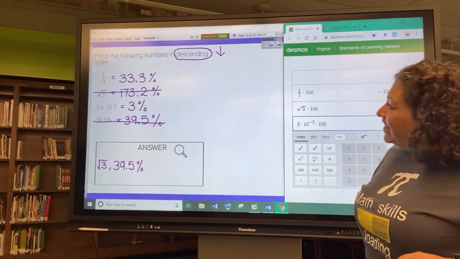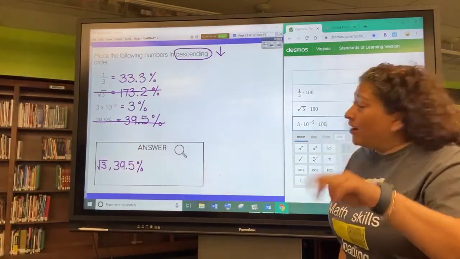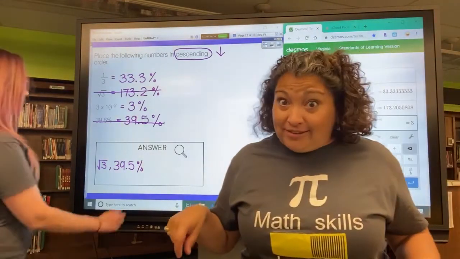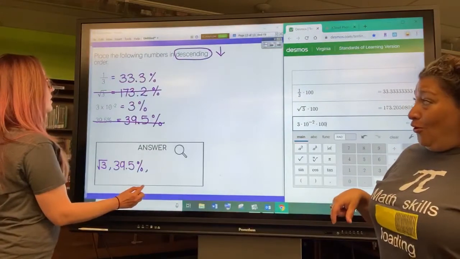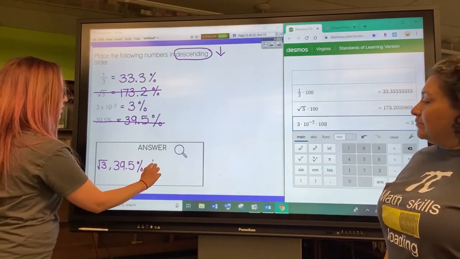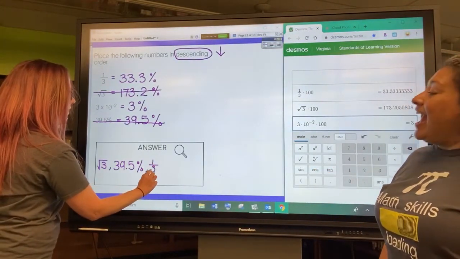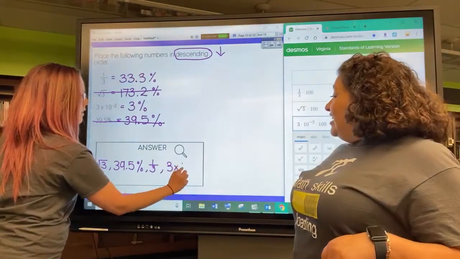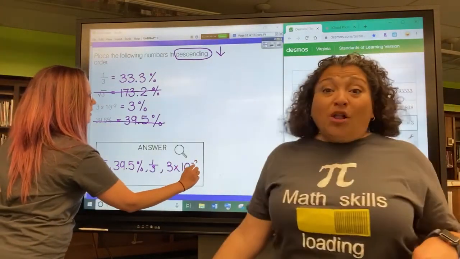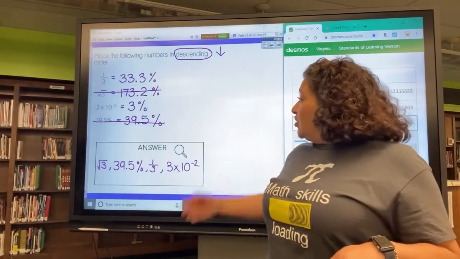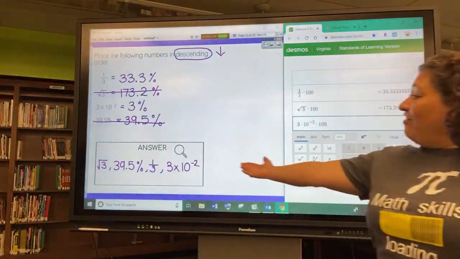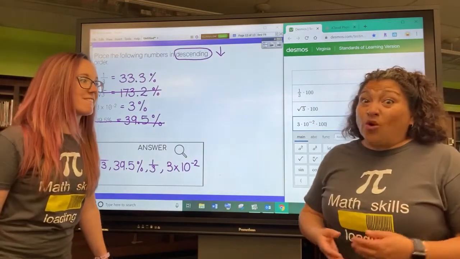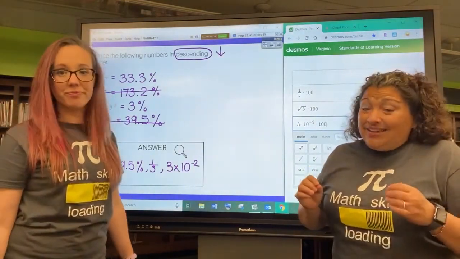Excellent. Next, we have 2 more. 33.3% and 3%. So the bigger of those is 33.3, and its original form is 1/3. And then finally, the 3% is definitely the smallest, and we're going to write it in its original scientific notation. And there's your answer.